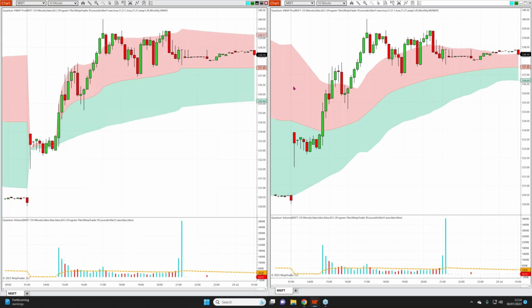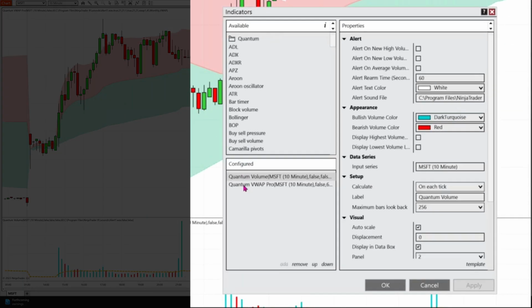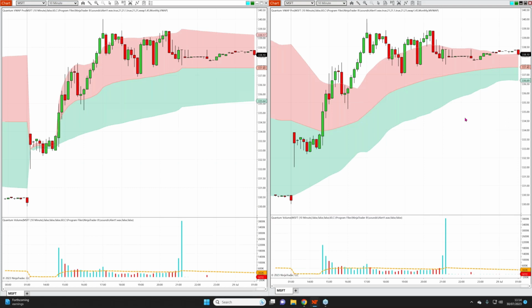And then on the right-hand side, I've got the MVWAP. Again, do the same process, go down here, and you can see we've now got the MVWAP selected, again with a multiplier of 1. So we're looking at a like-for-like basis, if you like. We're on Microsoft, and we're on the 10-minute time frame.